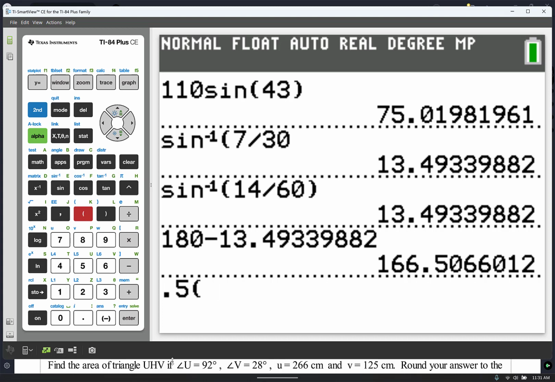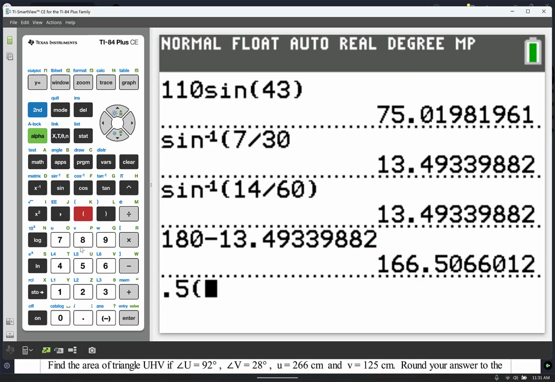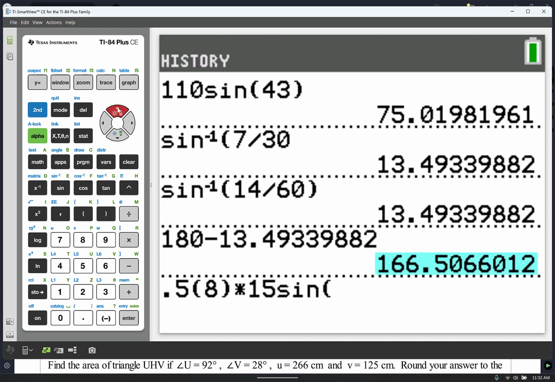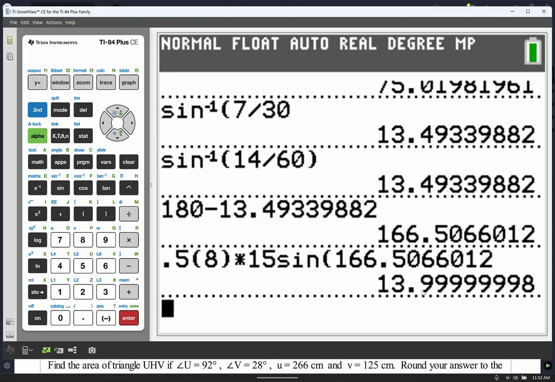So 0.5 times, what was it? 8 and 15. So, look, 0.5 times 8 times 15 times sine of that guy. So I'm just going to push up. It might be rounded off a little bit because it's not using all the digits. And I push enter. And yeah, that's essentially 14.